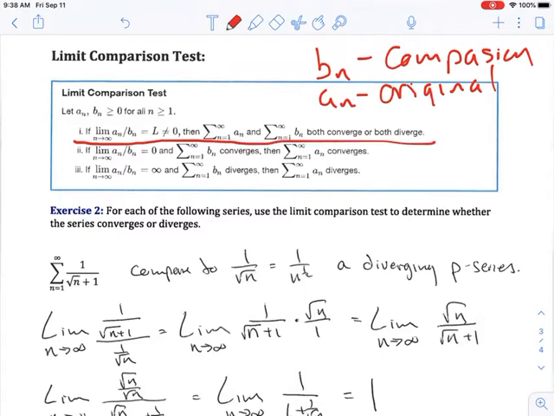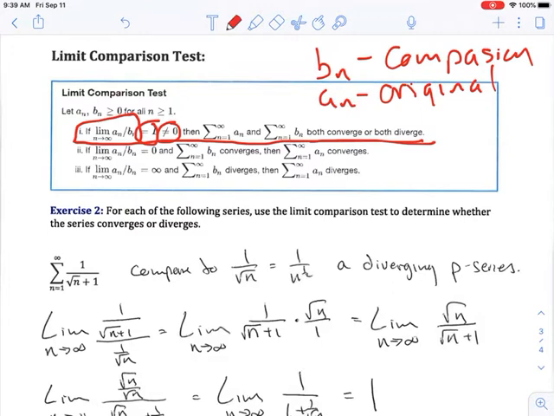What we're doing is, if we take the limit of a sub n divided by b sub n, so we're taking the limit of a ratio, a sub n divided by b sub n, and the limit exists, in other words, if the limit is equal to L and L is not equal to 0, then both series converge or both series diverge. That's where most of these problems are going to fall.